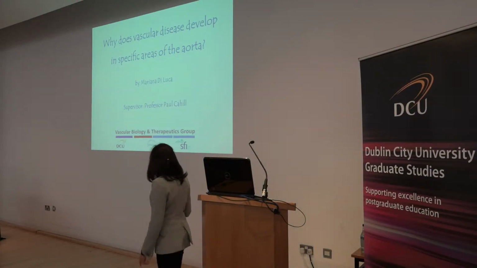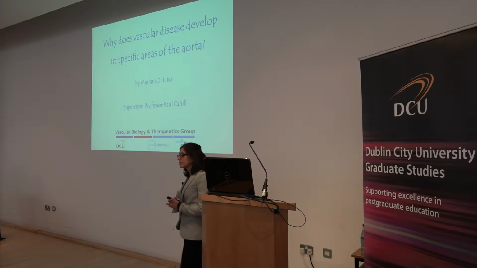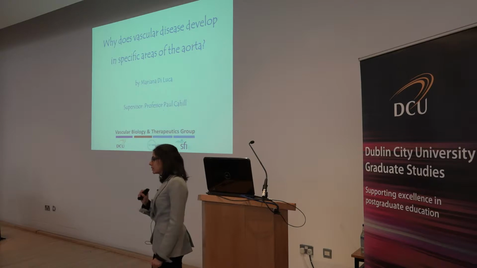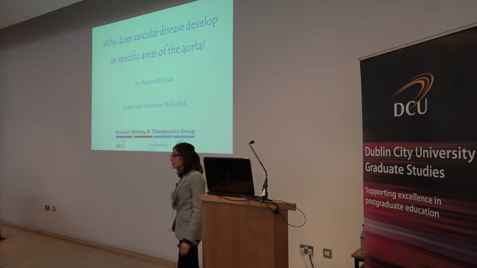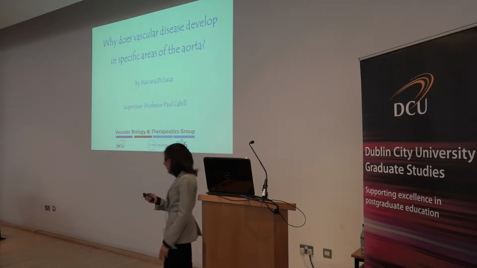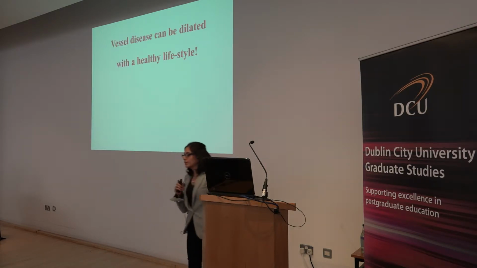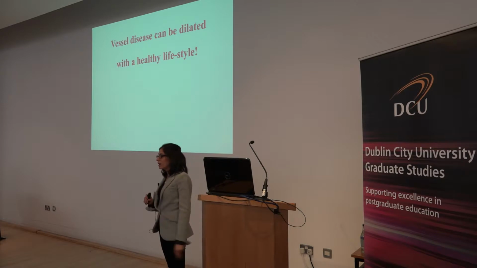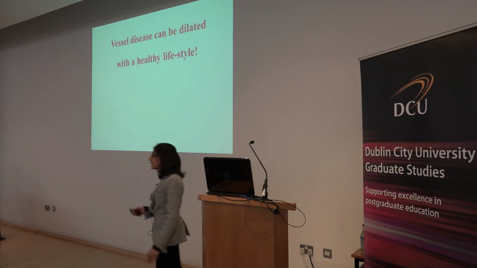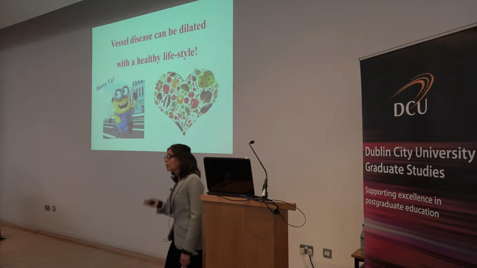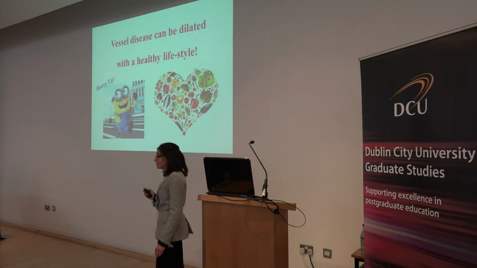Today I'm going to tell you a little bit about vascular diseases and why these diseases are found in specific areas of the aorta, which is the main artery in the human body. So first of all, I need to tell you that vascular disease is a natural course, and everyone will go through that, but it can be delayed by your lifestyle. So hurry up and choose a healthy lifestyle.